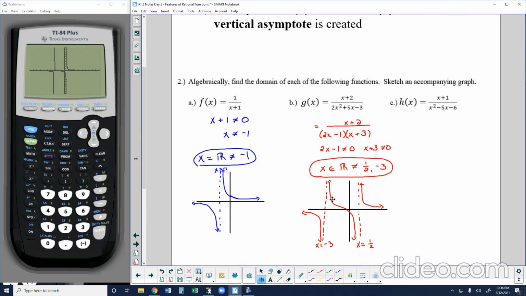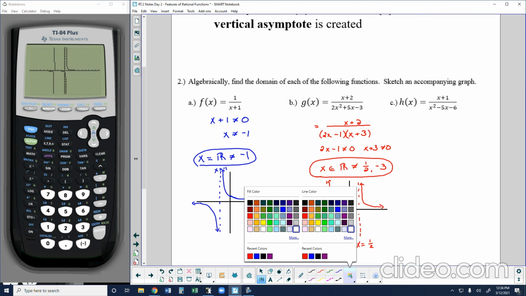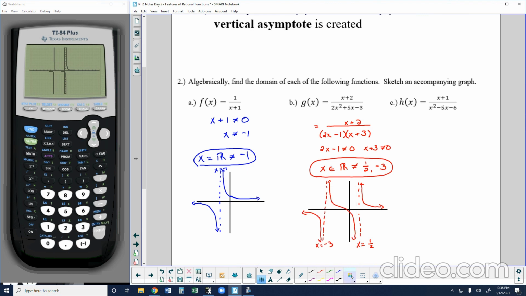Now let's take a look at C. C is a little bit different. So if I factor C here, you're going to notice for the denominator that we're going to factor this into x minus 6 and x plus 1. Now what you may notice here that we haven't seen up to this point is you could essentially simplify h of x as 1 over x minus 6. However, the restriction of the domain from x plus 1 still exists.